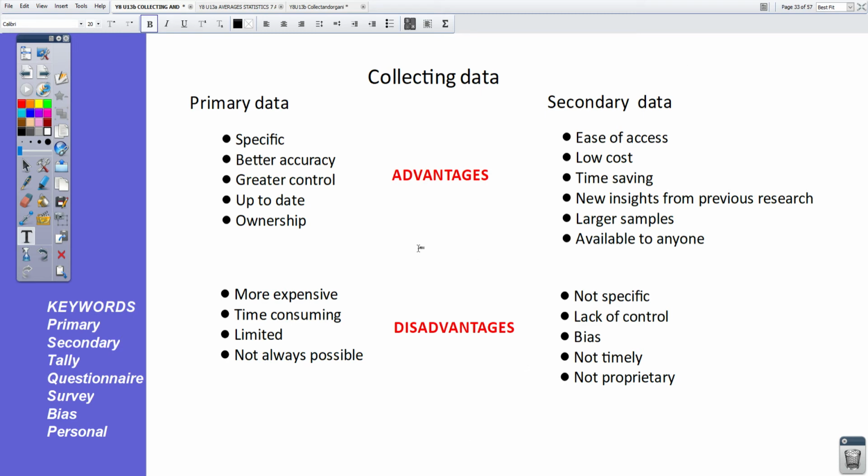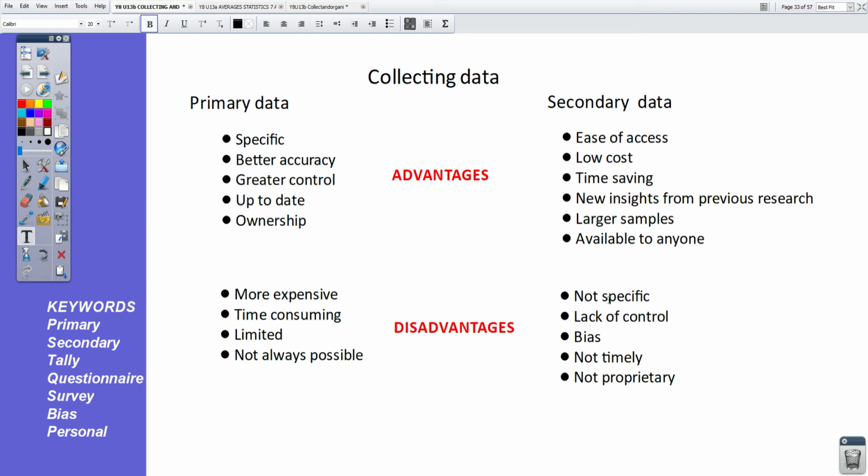Secondary data. The advantages of secondary data. Usually what you want to find is easily accessible at a low cost, and as such it's going to save you time. You might be able to develop new insights from research that's already gone on before, and larger samples of data are available and are available to anyone. So in this aspect, secondary data has lots of advantages.